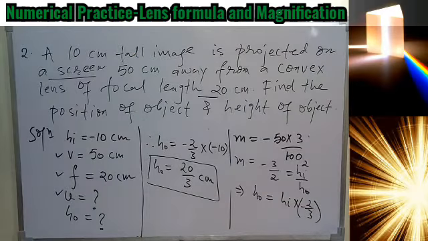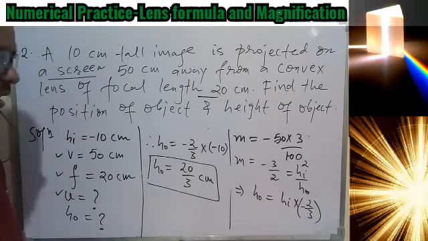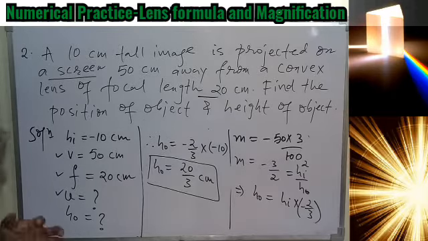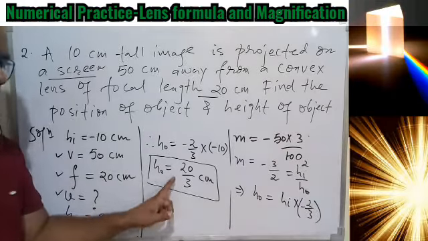Okay, so again we can divide and get the answer. That will be 6.67 centimeter. Just divide and check the answer. So at last we are able to see that height of object is coming positive.